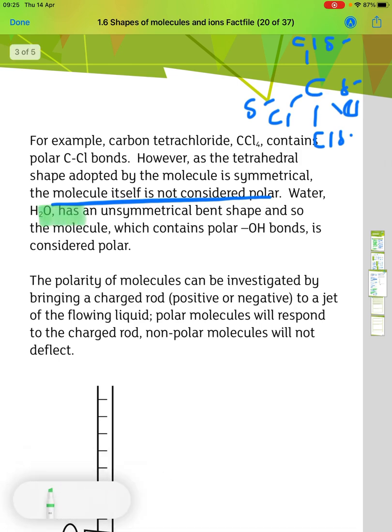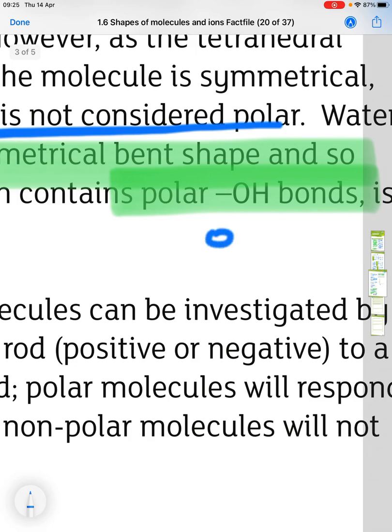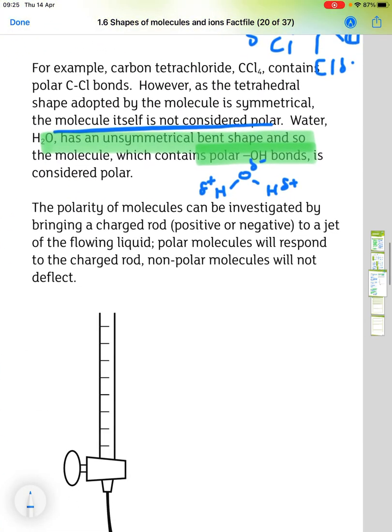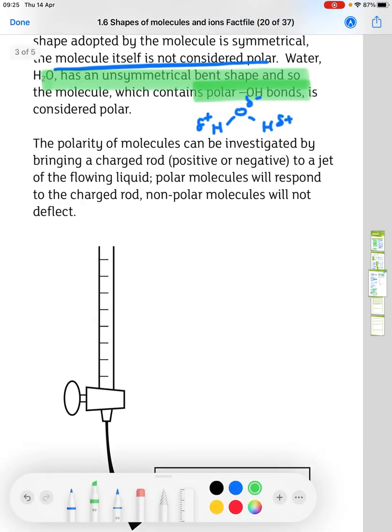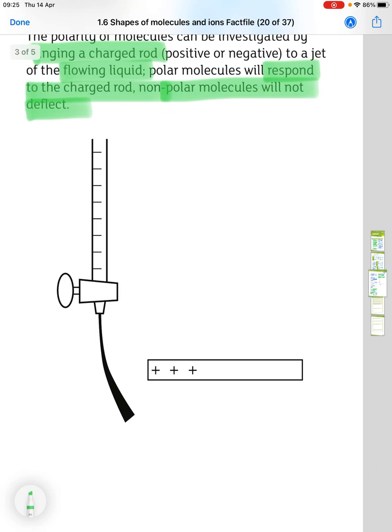Water, on the other hand, has an unsymmetrical bent shape and it has polar OH bonds, so it is considered polar. If we take a little example here of the water, we've got delta plus for the hydrogens, delta minus for the oxygen. So overall, there is a resultant dipole there. The polarity of molecules can be investigated by bringing a charged rod, either positive or negative, to a jet of flowing liquid. The polar molecules will respond to the charged rod. Non-polar molecules will not deflect.